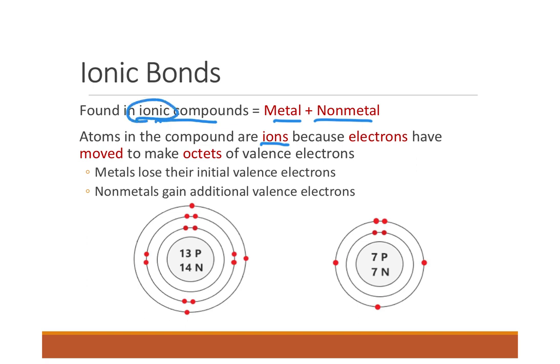It starts with the word ion, because the electrons in these elements have moved in order to form these octets of valence electrons. In general, metals will lose their initial valence electrons. So we have aluminum over here in a Bohr model with our 13 protons. And you'll see that there are 3 energy levels. We have 2 electrons in this first energy level, 8 electrons in the second energy level, and then 1 valence electron in the third energy level.